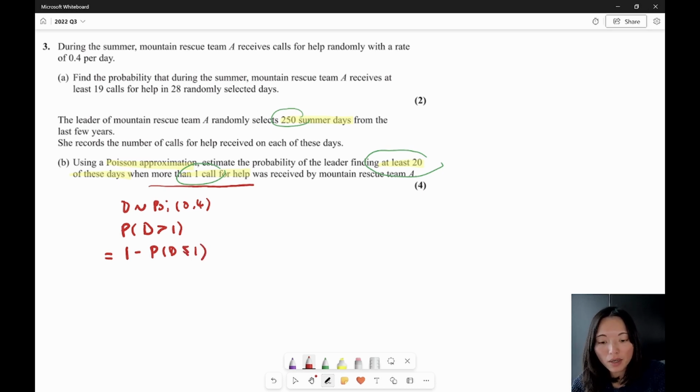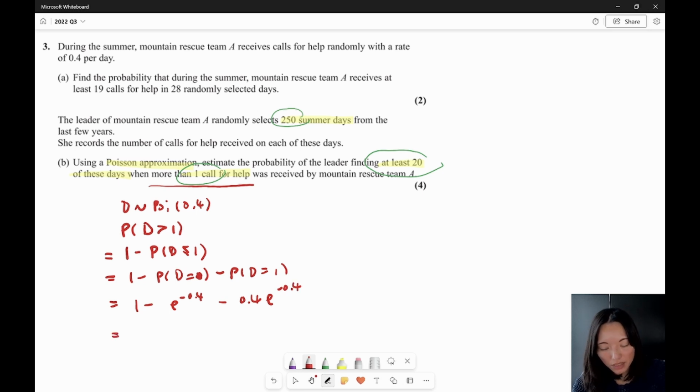We can use the definition of the Poisson distribution. So this is the same as 1 minus P(D equals 0) minus the probability of D equals 1. And now the definition of the Poisson distribution, so that's e to the minus 0.4 minus 0.4 times e to the minus 0.4.